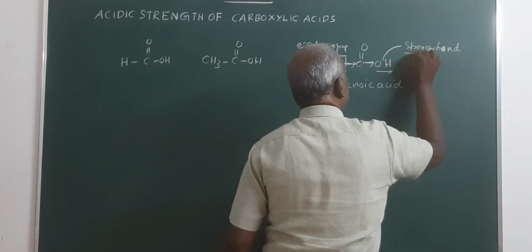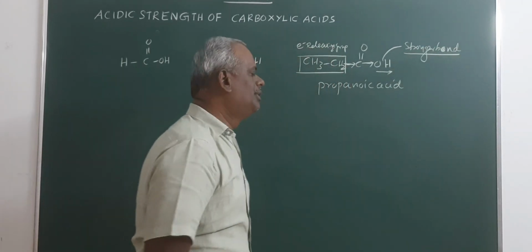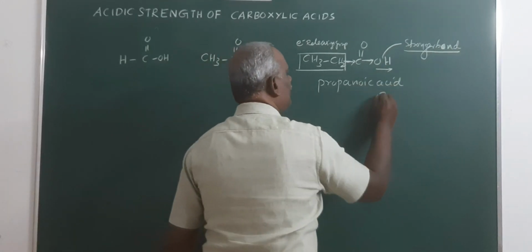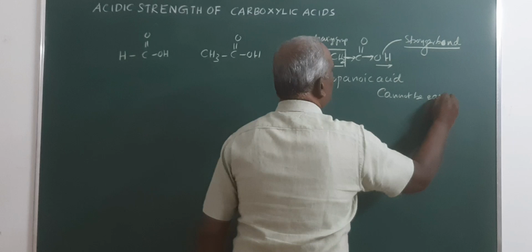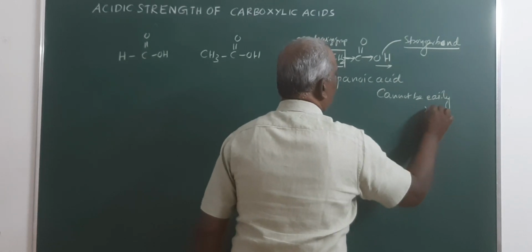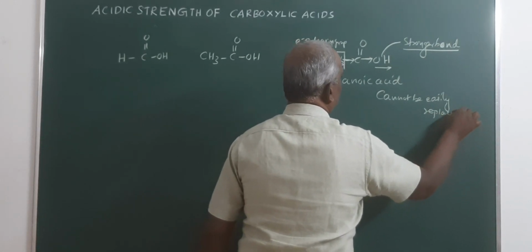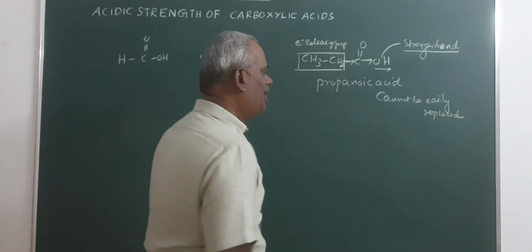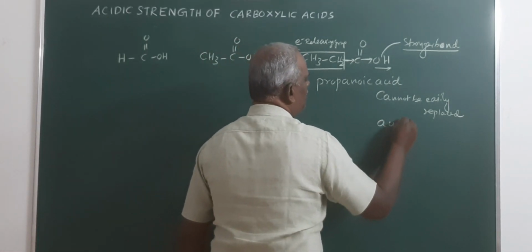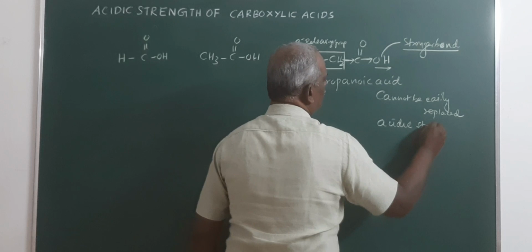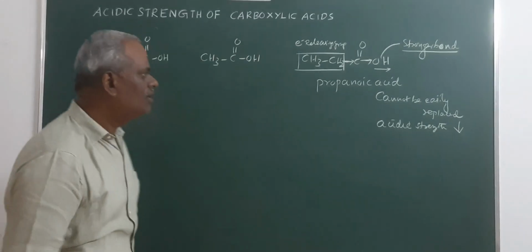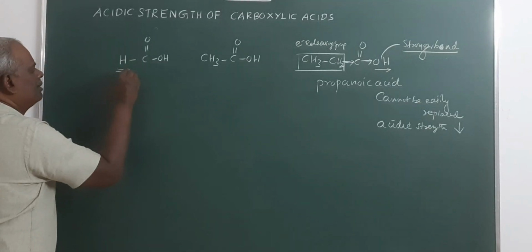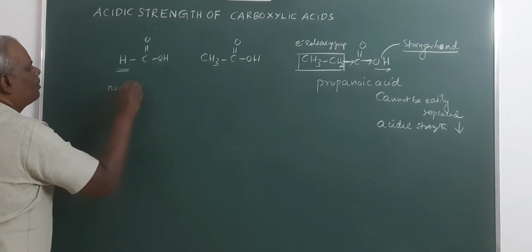Due to this strength of the bond, the hydrogen cannot be easily replaced. So here we can say the acidic strength decreases. It is falling down. Say the formic acid: there is no electron releasing group.